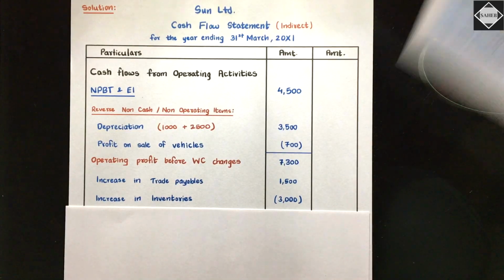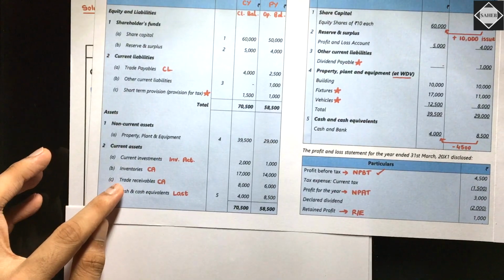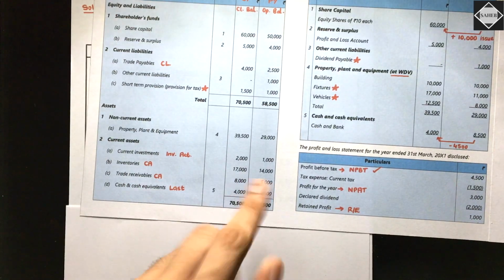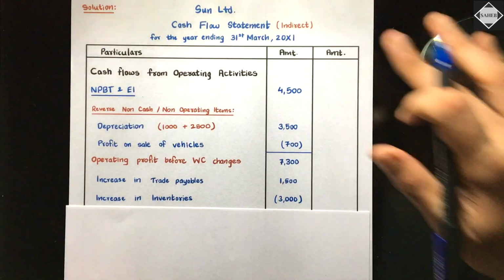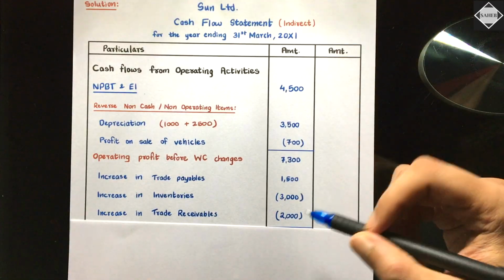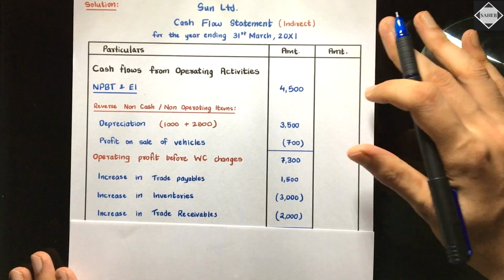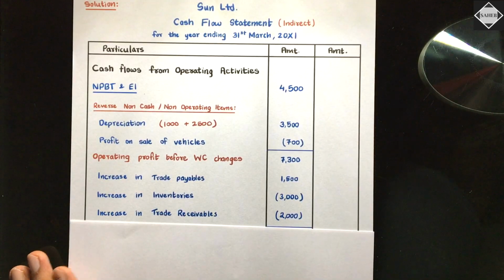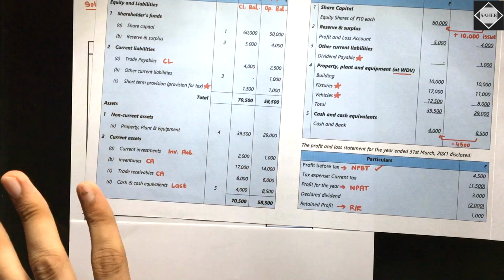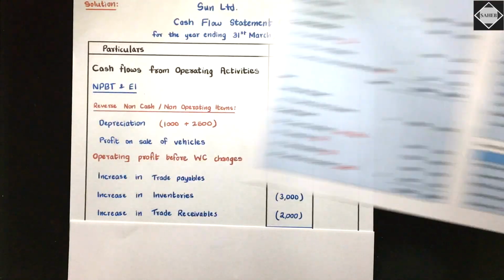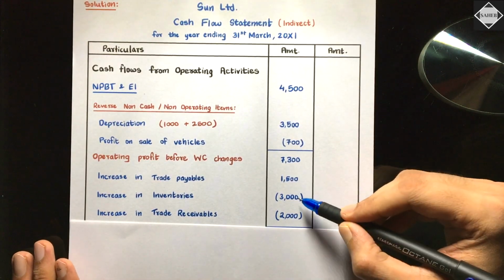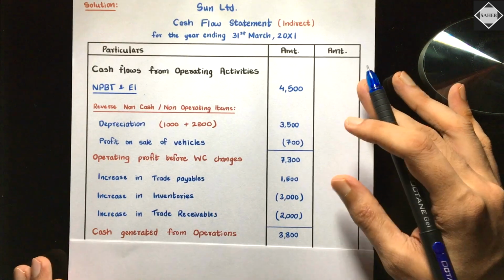We are going sequentially, slowly. Then we have trade receivables, which is also an operating current asset. From 6,000 it has increased to 8,000, a 2,000 increase. An increase in current asset means a negative impact on cash, so you have to subtract. Is it clear? Then is there any more current asset? No. Cash and cash equivalents we will take at the last, not in working capital changes, so you have to ignore them. So 7,300 plus 1,500 minus 3,000 minus 2,000 equals 3,800.